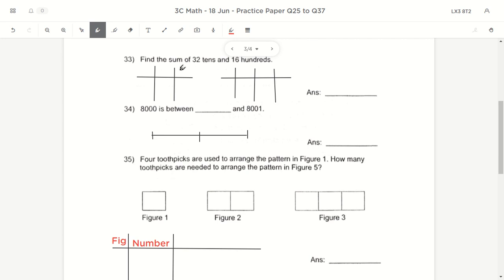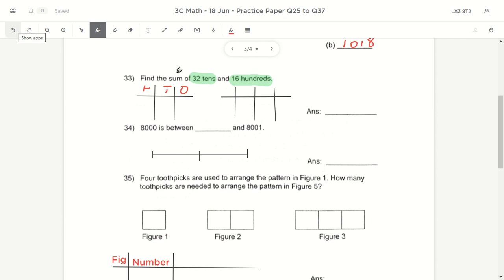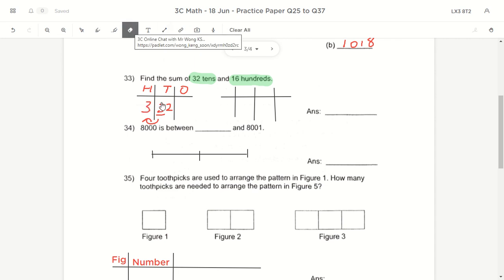Alright. Question 33. Again, you have this 32 tens and 1600. So same thing, use a place value chart. This is ones, this is tens, this is hundreds. So I have 32 tens over here. I know I cannot put 2 digits in one place value, so I need to regroup. I need to regroup the 3 over to the hundreds because 30 tens give you 300. Now I erase this away and I put a 0 at the ones. So I know that 32 tens is actually 320.